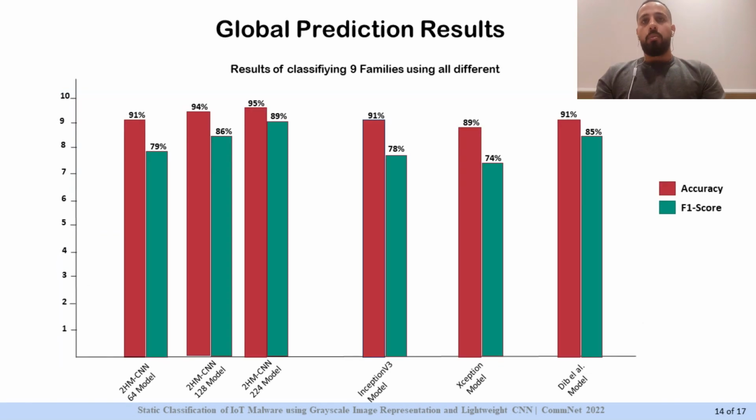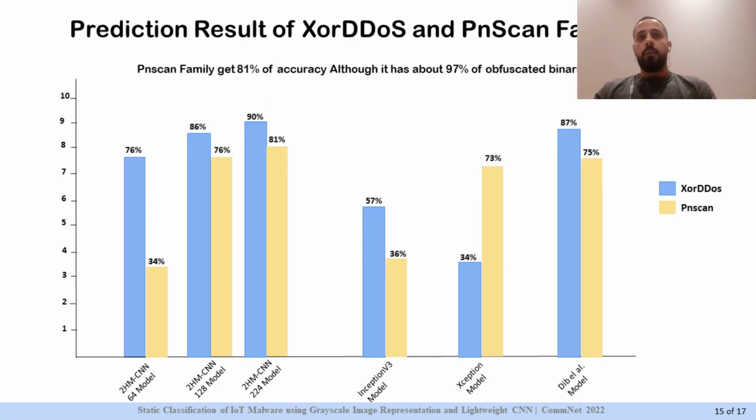And this chart is the global representation of the results. As we said, we trained our model using different image sizes. As expected, the larger the image size, the better the result. We get 95% accuracy and 89% F1 score using our model to classify 9 families, which is higher compared to other models. We can confirm that even the families that have a smaller number of samples can be predicted with high accuracy using our model compared to the Hashem CNN model.